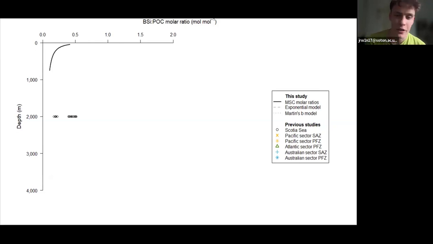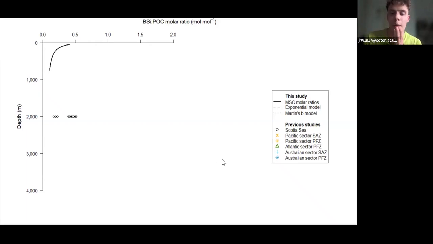So the little black circles you can see are Clara Manno's molar ratios from the deep trap at P3, and the black line at the top is the molar ratio as the ratio of our Martin's b curves for silica to carbon at our TS site, so the southernmost Pacific sector site. We chose that site because it's the best comparison with the Manno site and that it was bloom forming. So you can see the Manno ratios from the deep sediment traps there are fairly low for 2,000 meters.